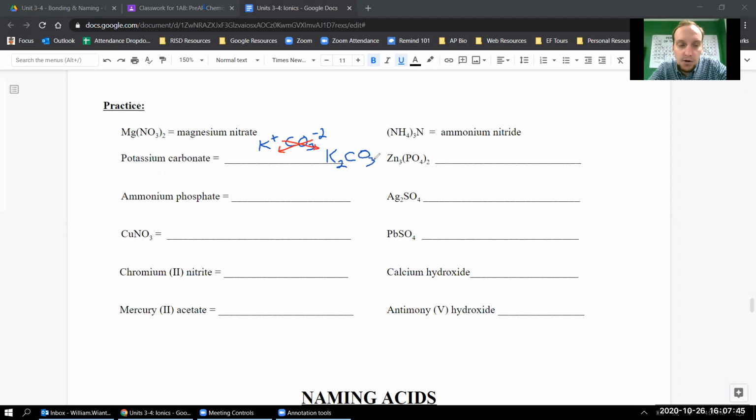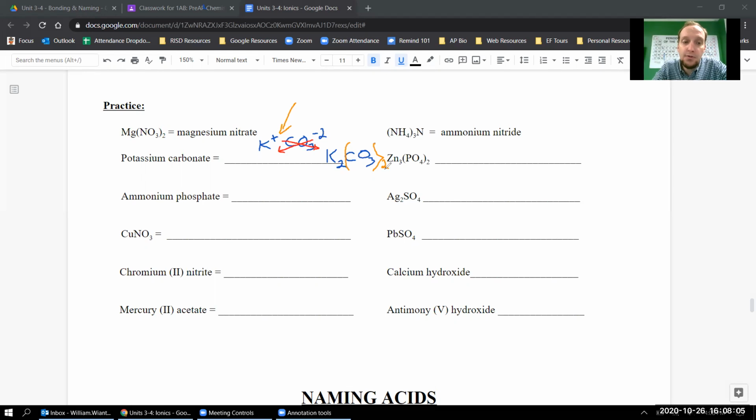K2CO3. Notice I do not need parentheses around the CO3. The reason I do not need parentheses around my CO3 is because this number right here is only a 1. If that potassium had a charge of 2, I would need to do this.